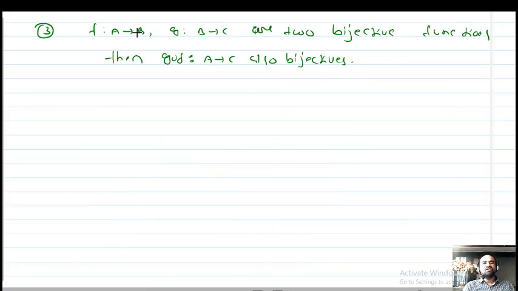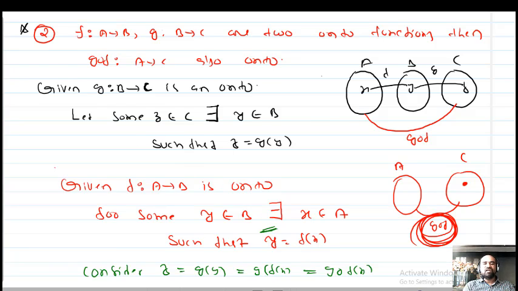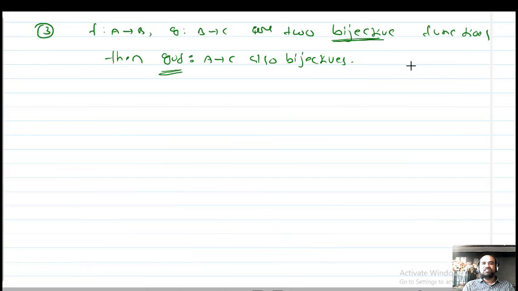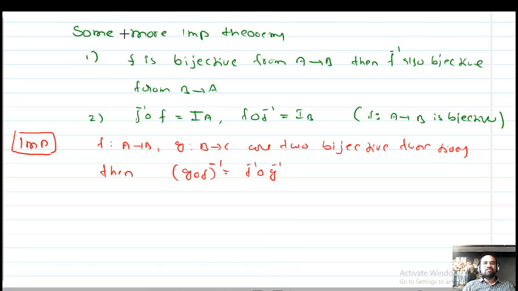Next, f from A to B and g from B to C are two bijective functions. Automatically, g circle f from A to C is also bijective. It is an easy proof. To prove this, you need to use theorem 1 and theorem 2 separately. That is nothing but theorem 3. Next, some more important theorems that people need to remember. The proofs are easy. If f is bijective from A to B, then f inverse is also bijective from B to A. The proof is easy, not a big problem.